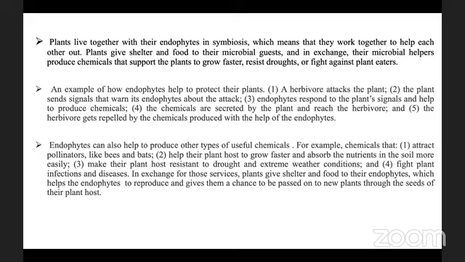Generally, the nutrients present in the soils are not easily available for the plant, and sometimes it is causing a deterioration effect on the plant. So here endophytes are helping the plant so that they can acquire the nutrients from the soil easily.